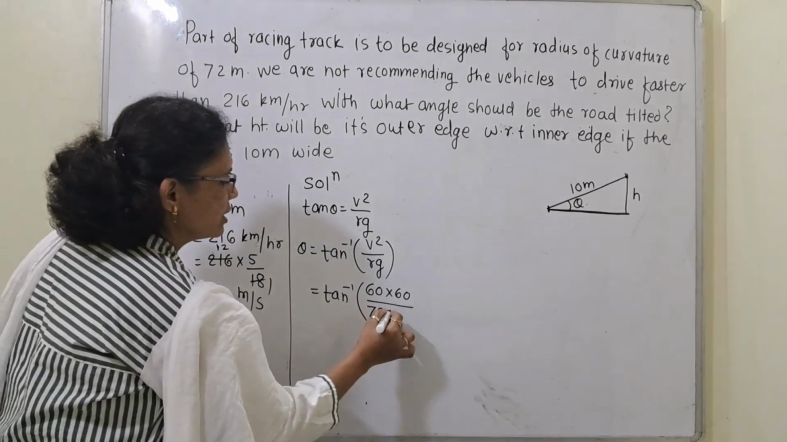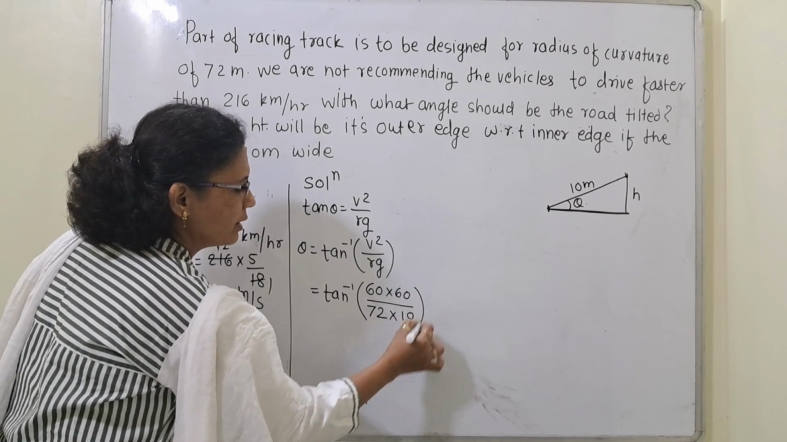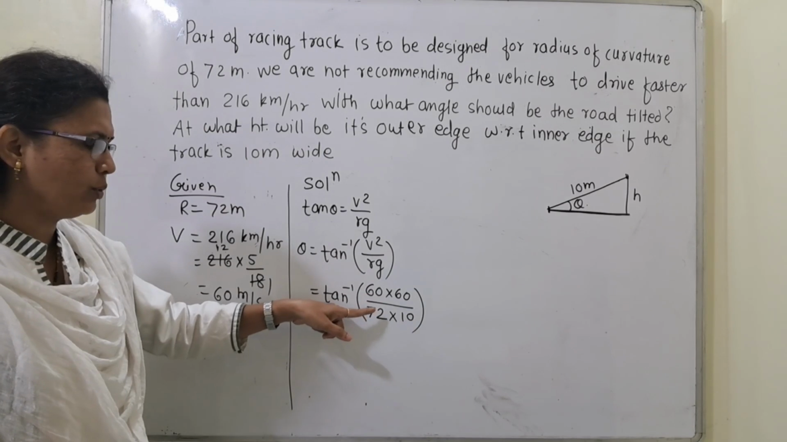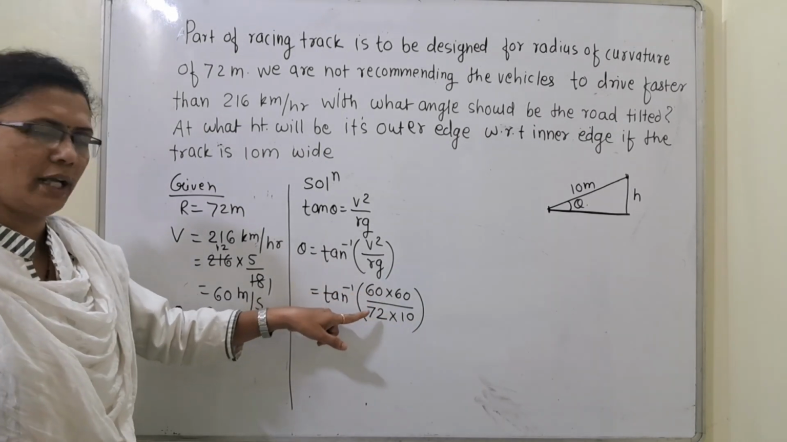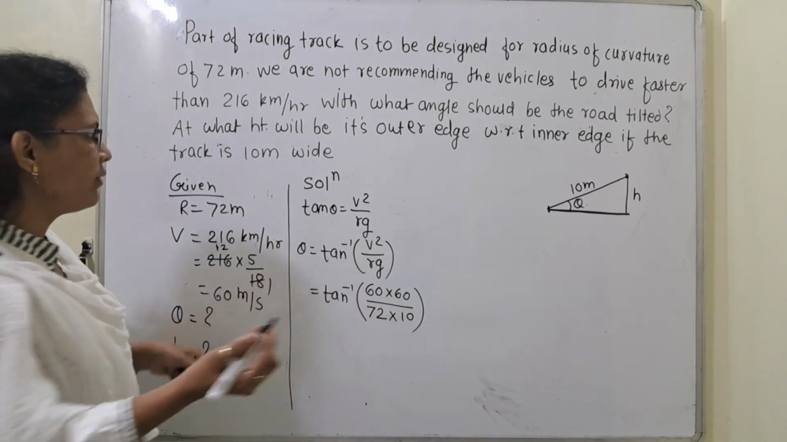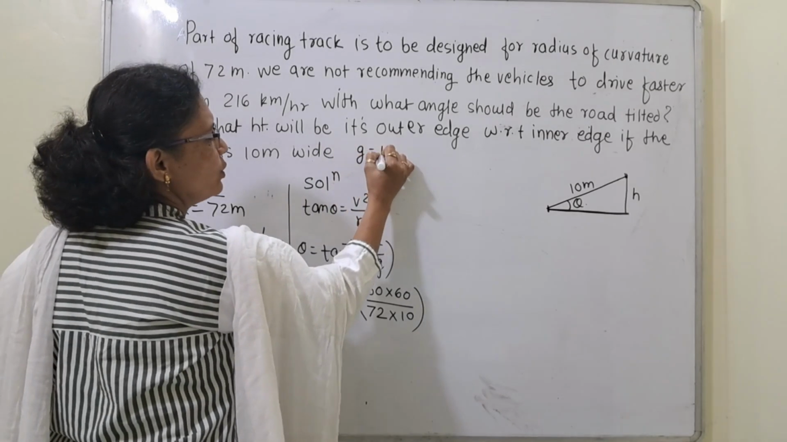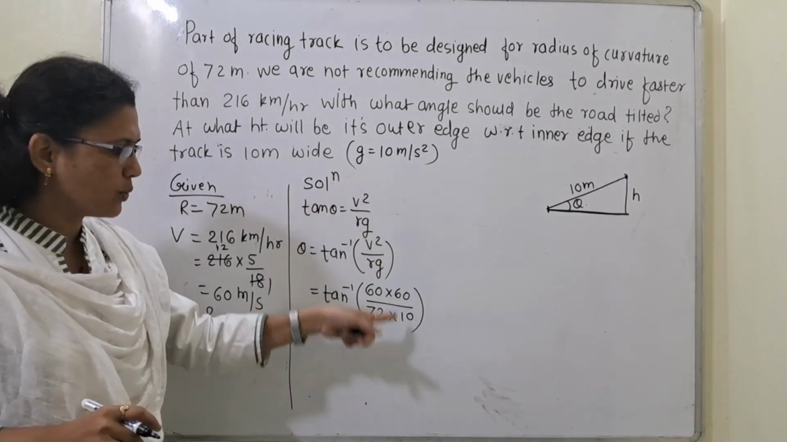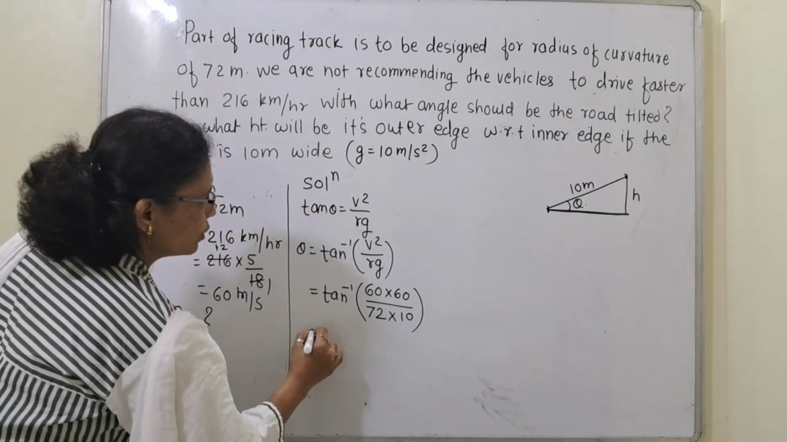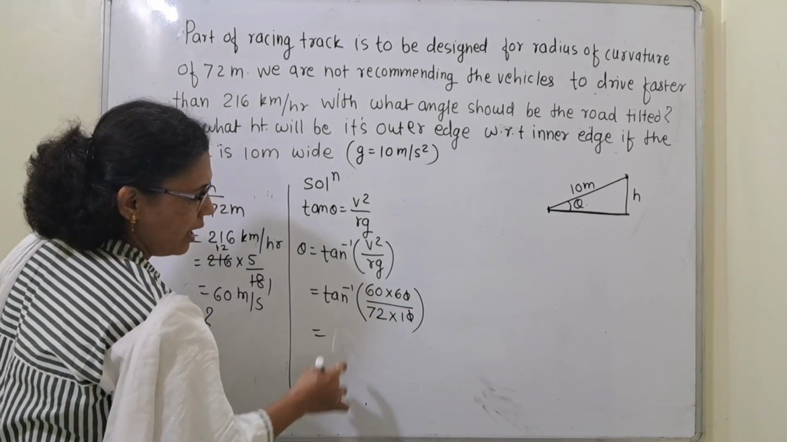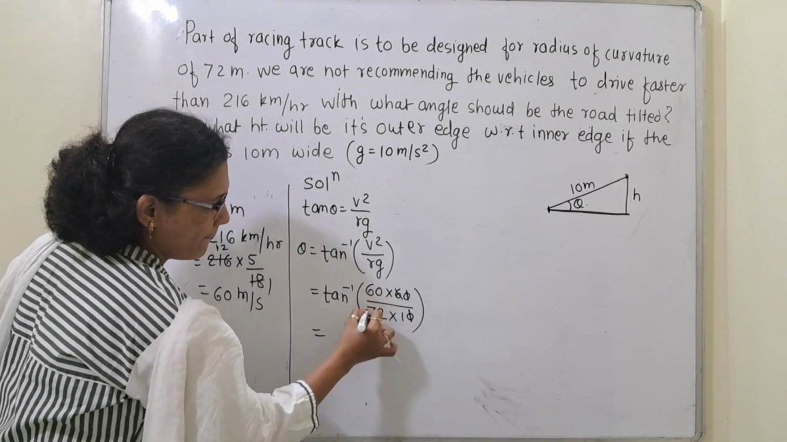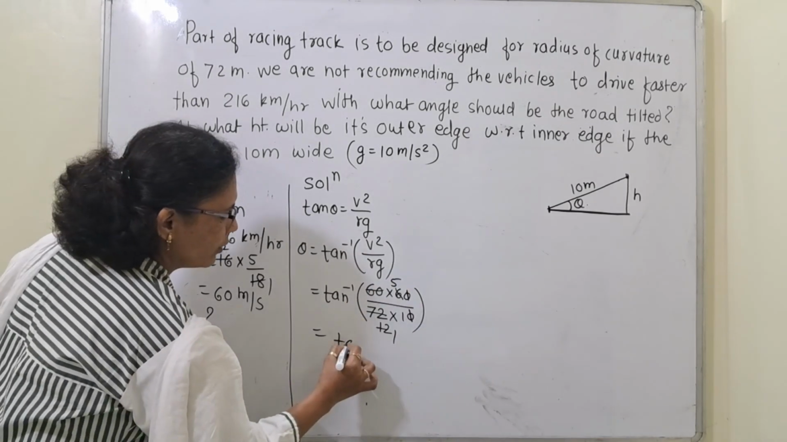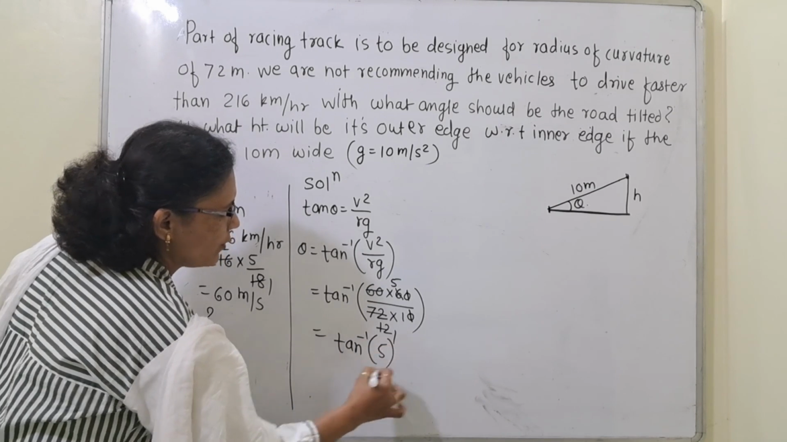And g, you can take 10 or 9.8. You can take any value. Here the calculation has been given with g equal to 10 meter per second square, so we can write g equal to 10 here. So the zeros cancel, and if you calculate this, 12 fives are 60. Therefore, we have to write the value of tan inverse of 5.